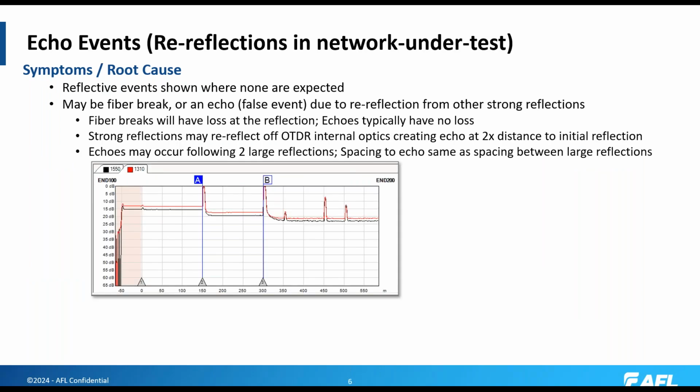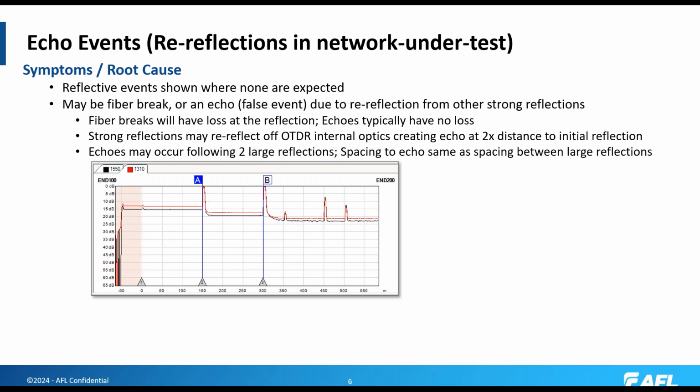Echo events. These occur due to re-reflections in the network under test when you have some very high reflections in the network. Those high reflections can occur at dirty or damaged connectors where you have an air gap, or due to an open UPC at the end of the network. In this case here, I've shown a very poor connection at cursor A, followed by an open end or another poor connection at cursor B.